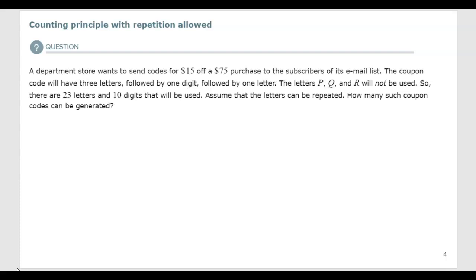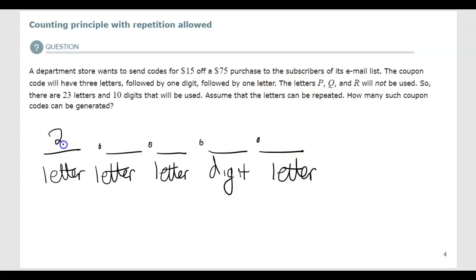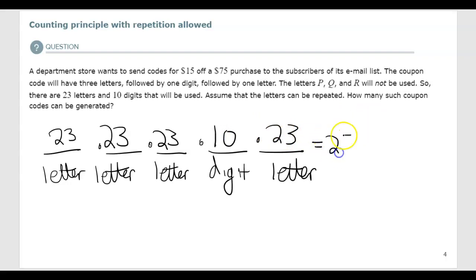Okay, so this is telling us that we have a code. We have a letter times a letter times a letter, and then 1 digit, and then a letter for this coupon code. PQR cannot be used, so there's 23 letters in every spot, 10 digits, another 23 letters. So this would get us this many different coupon choices.